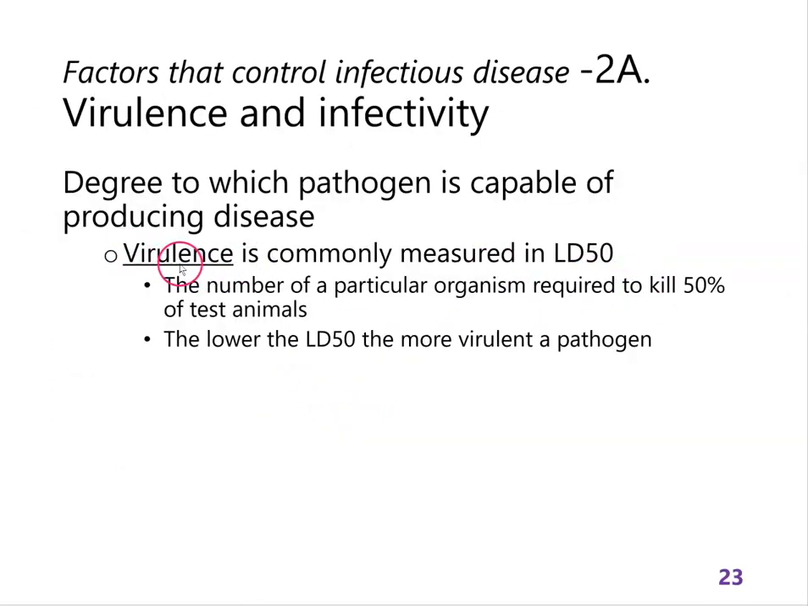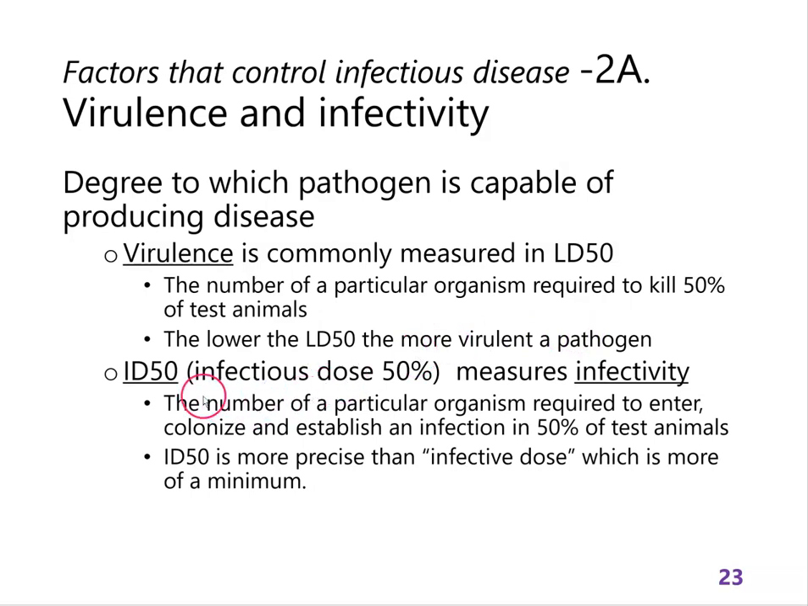Here are some important words. Virulence is an important word. This tells you how capable a pathogen is of causing a disease, and we measure it using LD50. This is a better kind of measure. Instead of a minimum, this is kind of an average. How many cells are required to kill half of the laboratory animals? You could also measure infectivity, and that you would measure with the infective dose or the infectious dose: how many pathogens does it take to infect half of your lab animals? Those are important measures.